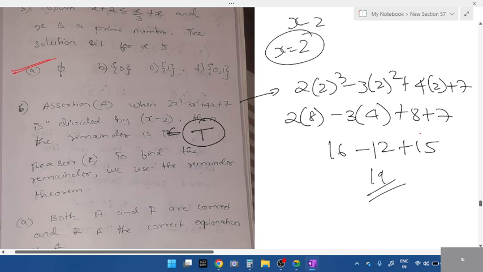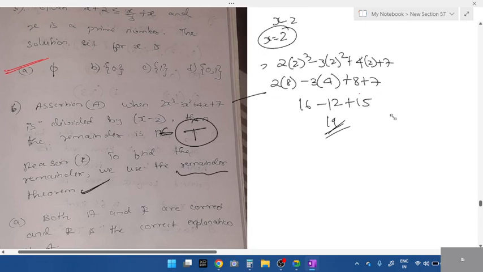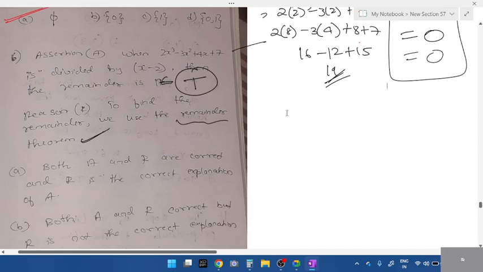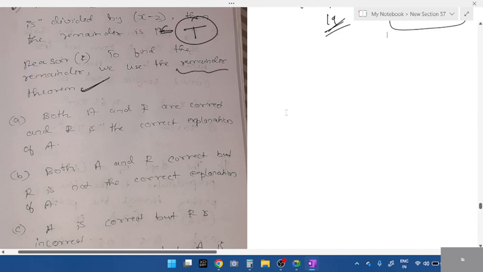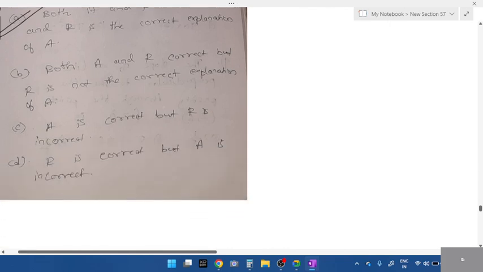To find the remainder, which theorem we use? Obviously, we use remainder theorem, right? To find remainder, we have to use remainder theorem. See, there's nothing difference between factor and remainder theorem, students. Remainder theorem, we don't use zero. If it was factor, we should have taken it as zero like this. This is factor theorem. There's not much difference. Both A and R are correct, and R is the correct explanation of A. Option A is the answer.